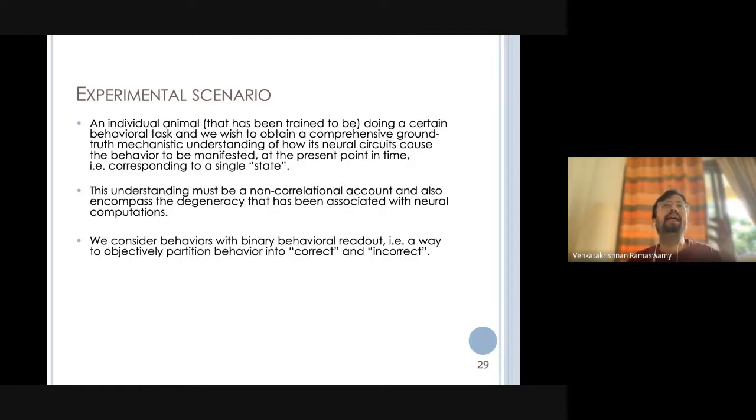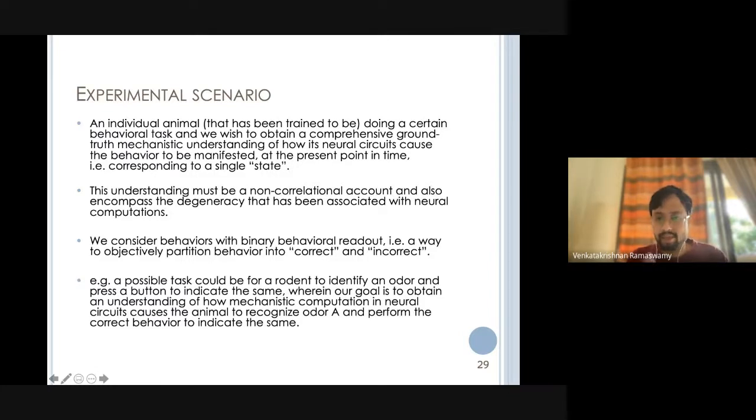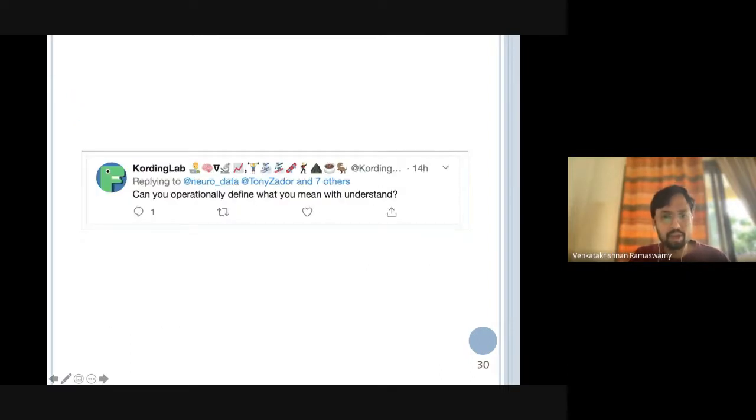Now whether I accomplish the behavior correctly or not depends on your definition of what correctly executing the behavior entails, right? So that has to be provided by the experimenter, which is saying which kinds of behaviors are said to be correct and which are incorrect, right? So given such a partition, and here you can think of a rodent with an odor discrimination task, etc., which I won't get into.